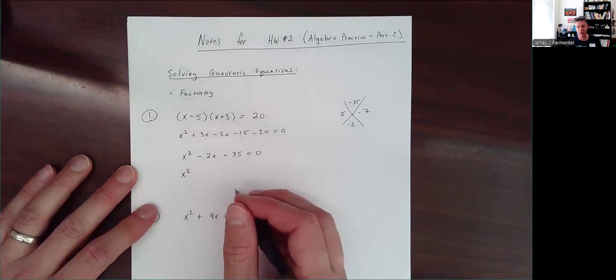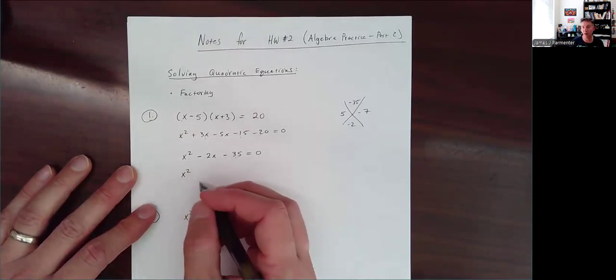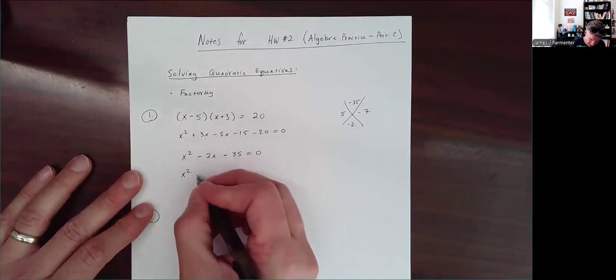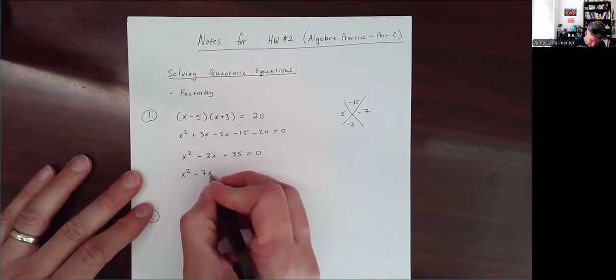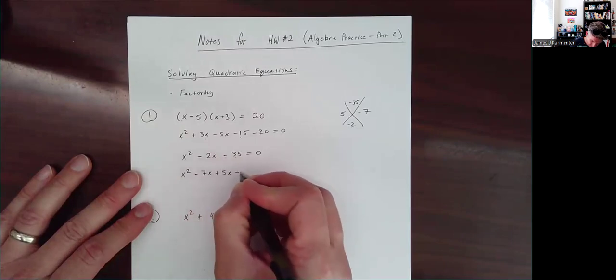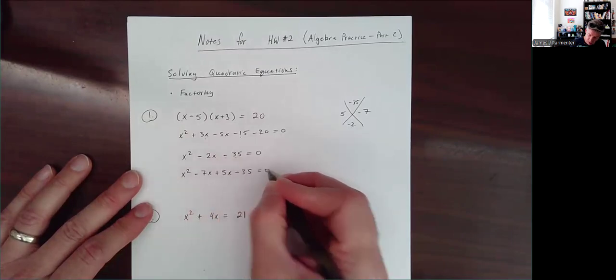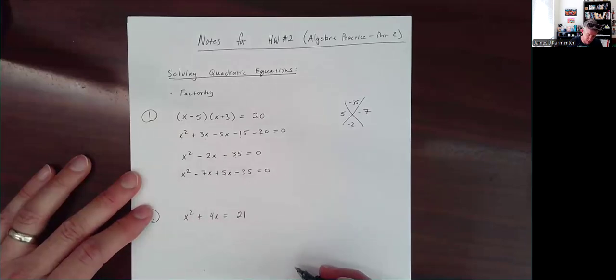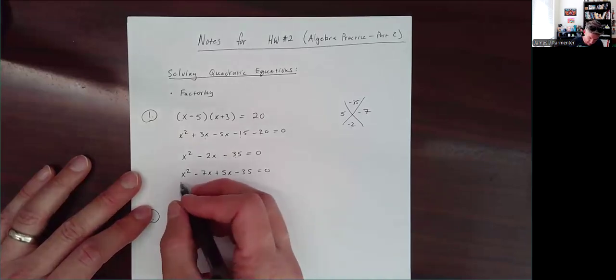So I'm going to write this as x squared. Well, I've done this kind of the long way, but fine. This is the more complicated way. It's fine. I'm writing negative 2x as minus 7x plus 5x minus 35 equal to 0. So I haven't changed anything because negative 7x plus 5x is still negative 2x. And then we're going to factor by grouping.